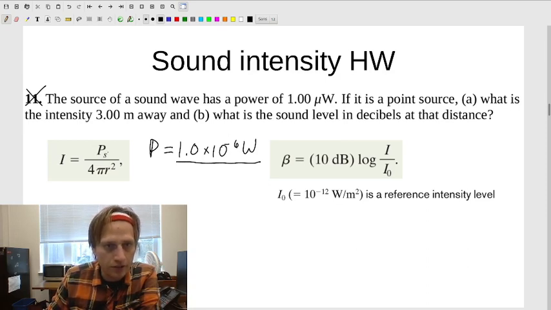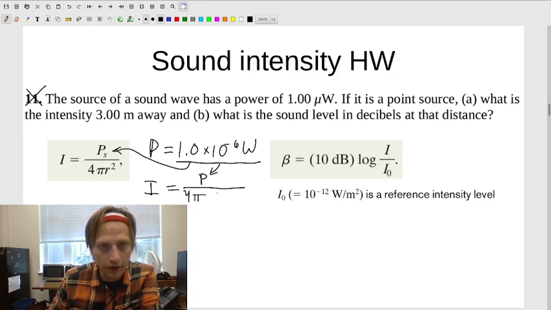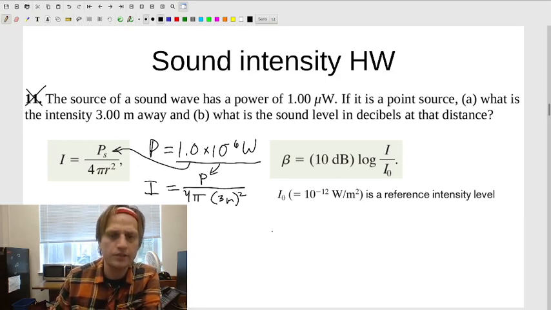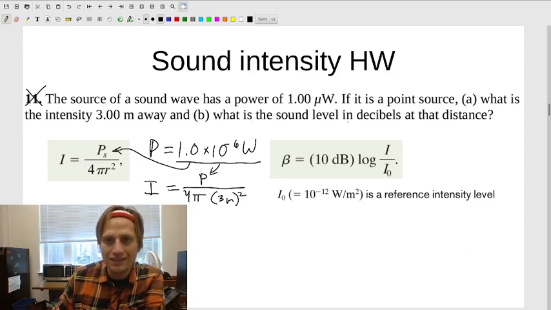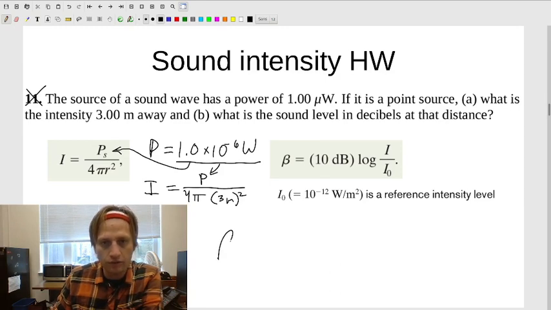Well, if you're putting your power into this equation, your intensity would be that power over 4 pi, and they have 3 meters away, so 3 meters squared. Think about what the units are here. It's watts per meter squared, because we have 3 meters times 3 meters down there. Okay, so watts per meter squared is our unit on intensity. Now, it asks us, what is the sound level in decibels at that distance? Well, you're going to find this beta, that's your sound level in decibels, is 10 decibels.